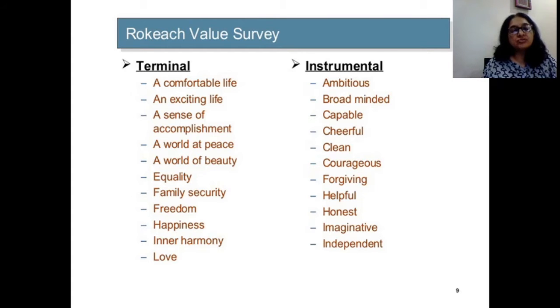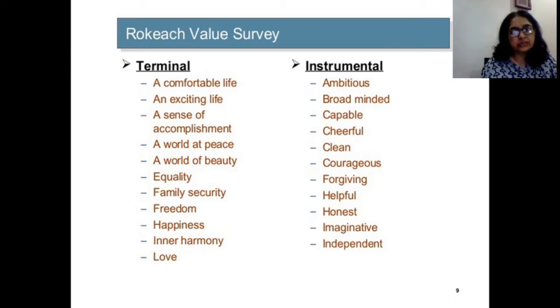So some values are self-centered, meaning the individual wants something for himself, like a sense of accomplishment, an exciting life, or a comfortable life. Then some are more oriented towards others, like for example, equality for everyone, peace for everyone, happiness, and so on.